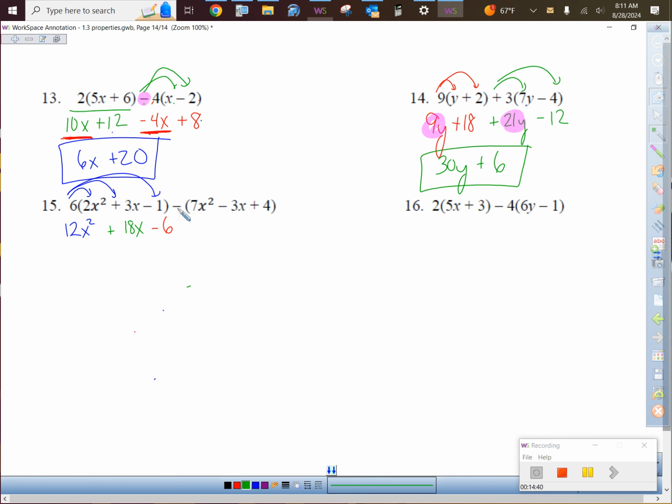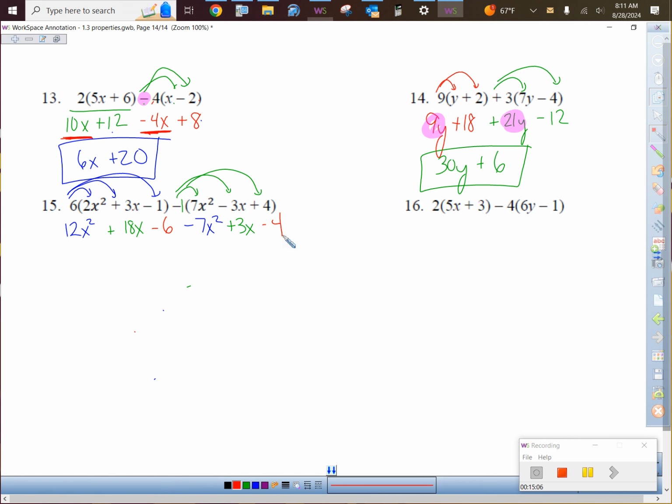What do you want to distribute through the parentheses on this one? What number is this right here? It's not just a 1, it's a what? Negative 1. So we'll distribute the negative 1 through. That would give you a minus 7x squared. Ooh, a negative 1 times a negative 3x is a positive 3x. And then a negative 1 times a positive 4 is a minus 4. With me on distributing the negative 1 through?